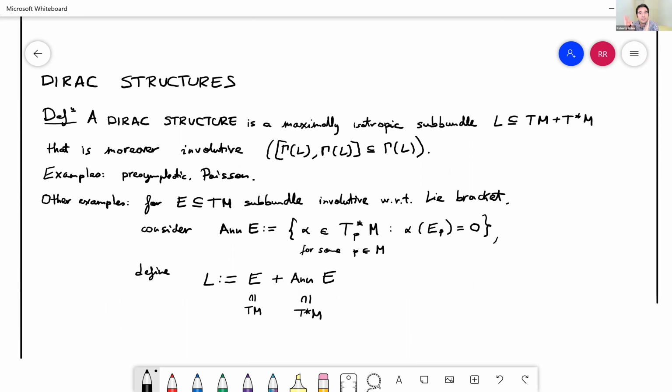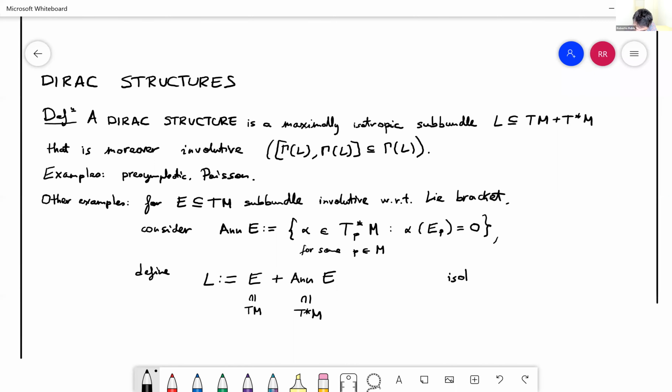Why? Because TM and T star M are isotropic. The pairing of any two elements there is 0. But if I take the pairing of an element of E with an element of the annihilator of E, I was careful enough to put the annihilator so that this will also be 0. So this is isotropic.